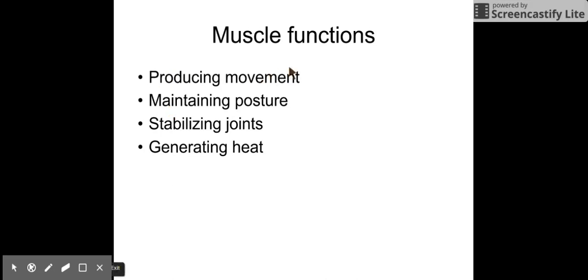All muscles produce movement. That's their big function, is to produce movement. The other three here, maintaining posture, stabilizing joints, generating heat, all of these are really the province of skeletal muscles, which is, of course, where we'll be focusing on with this unit.